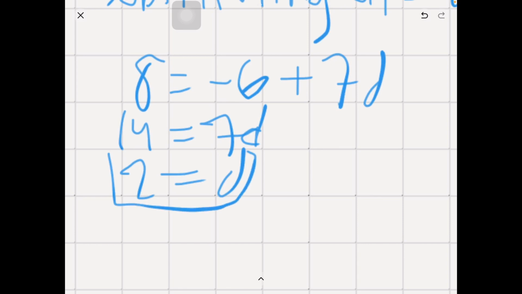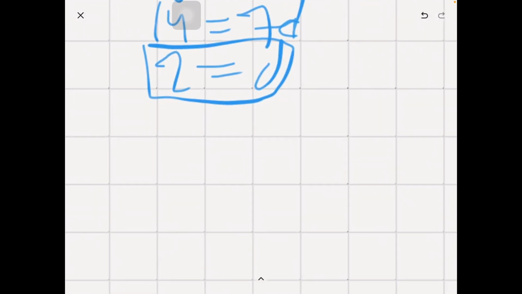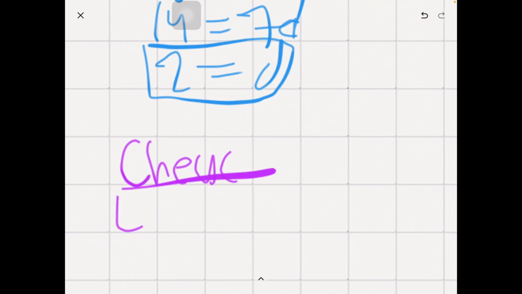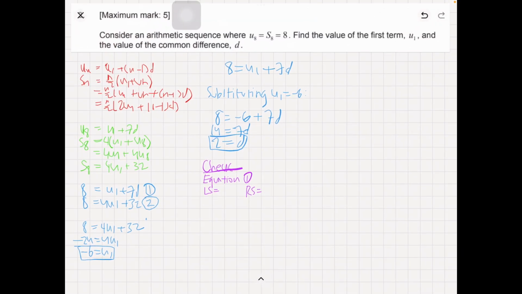And now technically we are done the question, but I like to go one step further and actually check to make sure that this actually satisfies both equations. So check. So first of all, when you do a check, you always want to make sure to split up the left side and right side. And here we're going to be plugging the values of U1 and d back into these two equations.